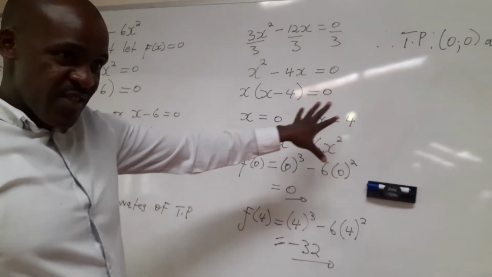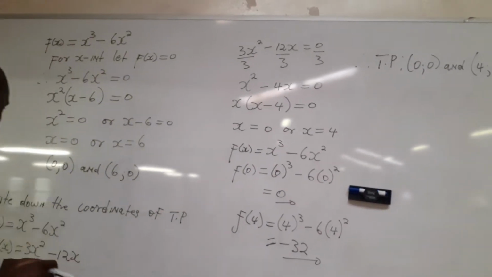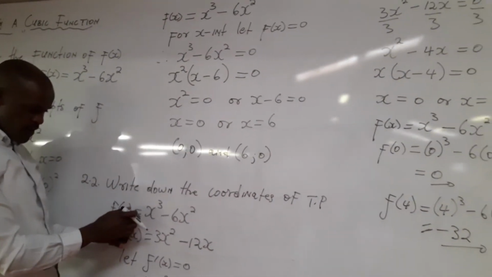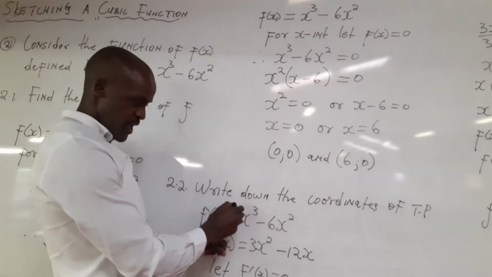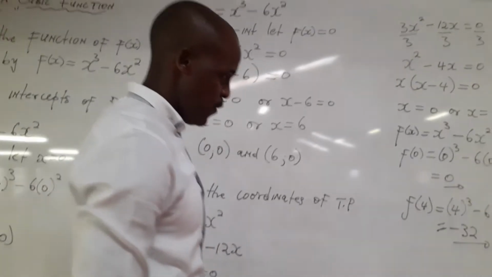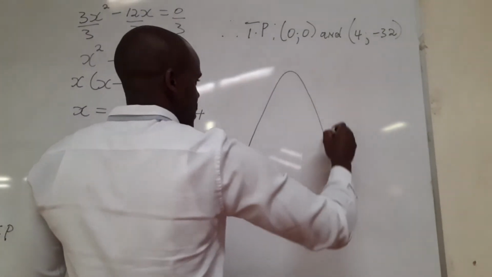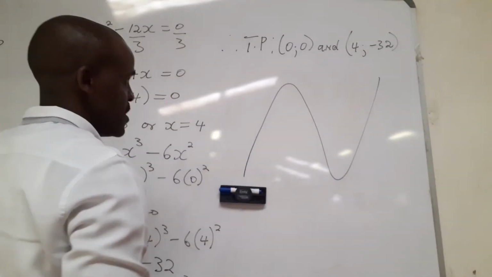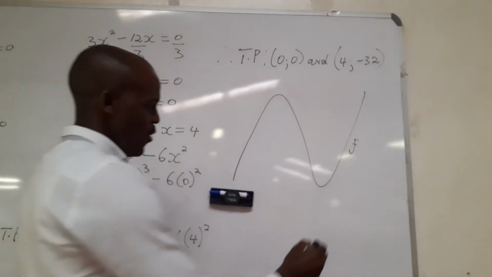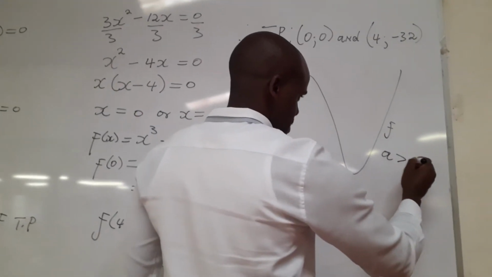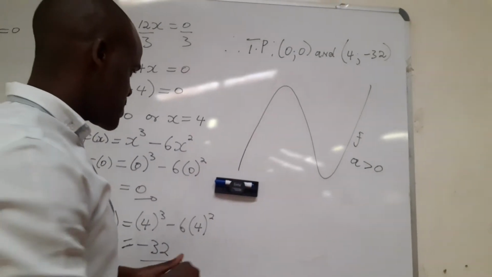Before you sketch this graph, again, you will have to look at the shape. The value of a is positive. Therefore, our graph will be increasing. Our graph will be like that. It will be an increasing function simply because our a is greater than 0. So let us sketch this graph.